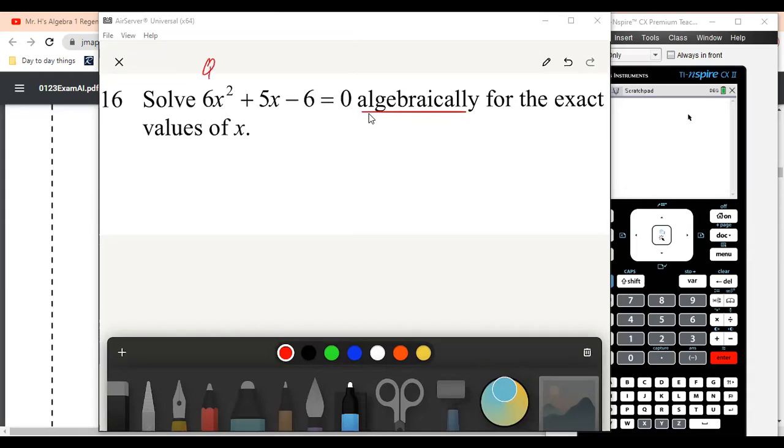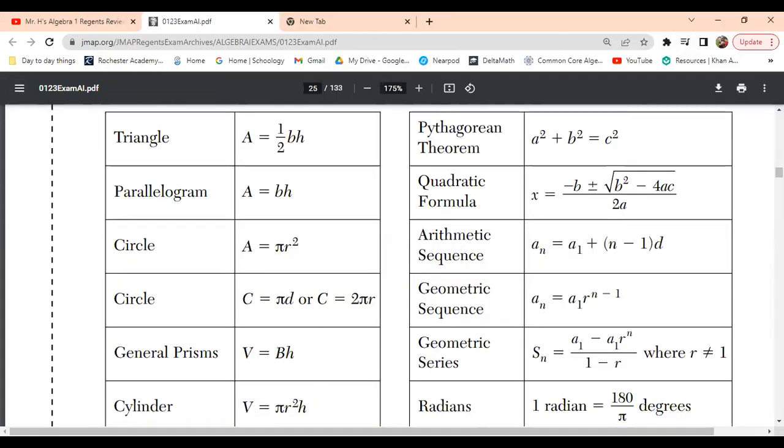I'm going to write that up here, quadratic formula. Now, basically, you don't need to memorize it because it's going to be on the reference sheet. And it is, let me circle it real quick if I can. It's right here.